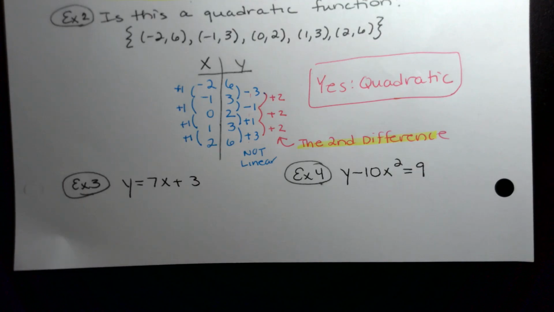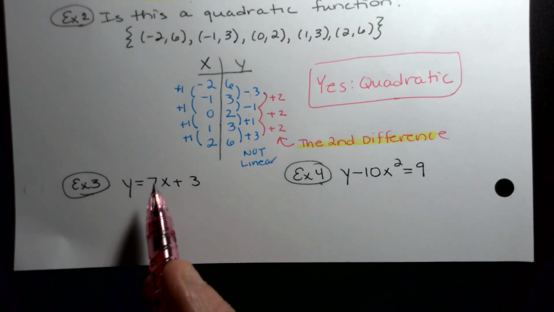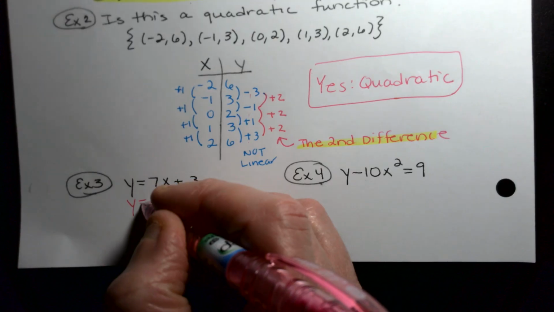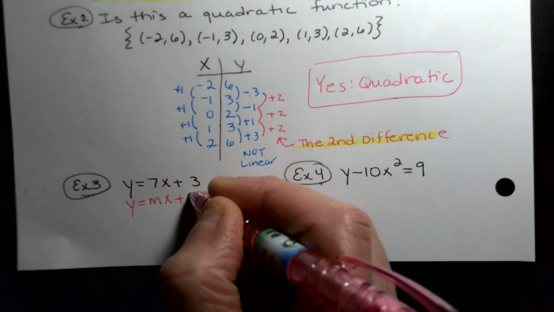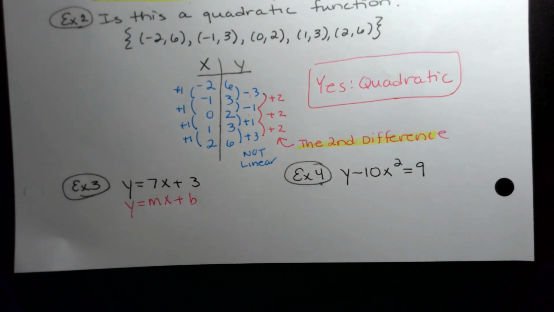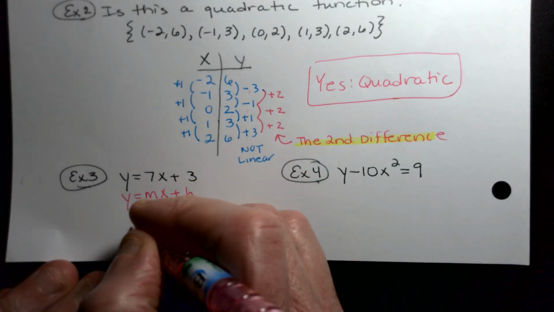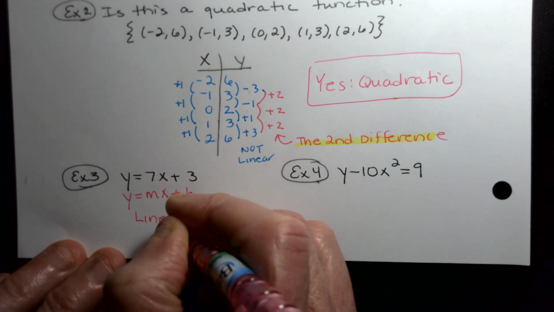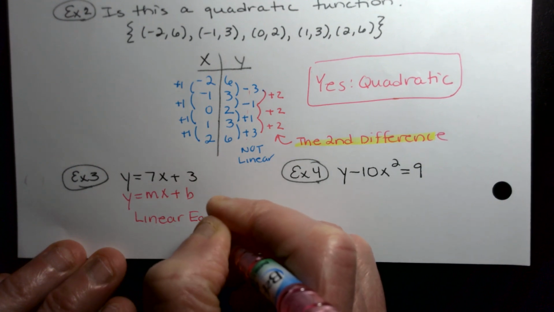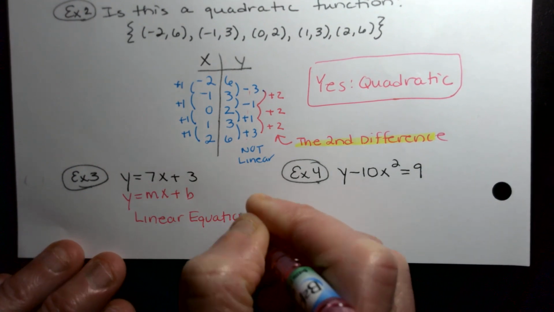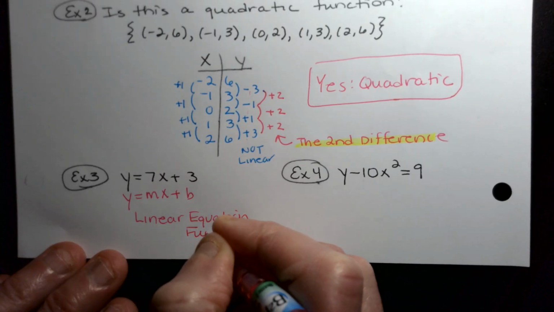Sometimes you have to get them into the y equals form, and this falls right into this form, doesn't it? And what is that the form for? Is that a quadratic or a line? That's right, that's a linear. So this is a linear equation, or linear function, I should say. We've been using that.